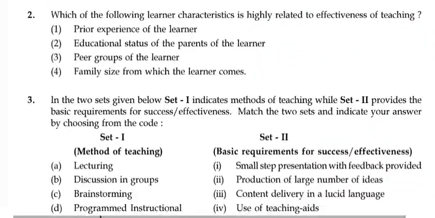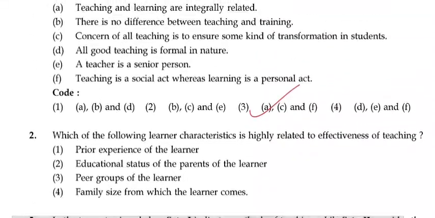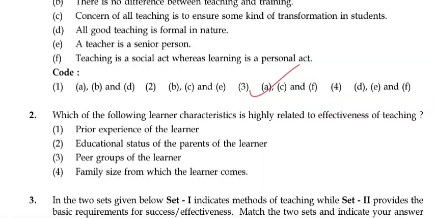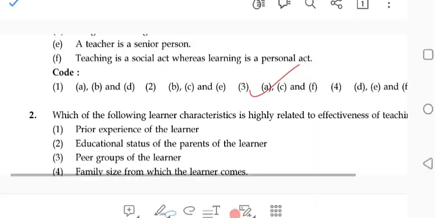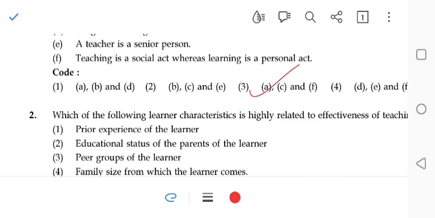Finished? Moving on to next question, it says, which of the following learner characteristics is highly related to effectiveness of teaching? Prior experience of the learner, educational status of the parents of the learner, peer group of the learner, family size from which the learner comes. So this is the question. Correct answer will be prior experience of the learner. This is the characteristic that is highly related to the effectiveness of teaching.